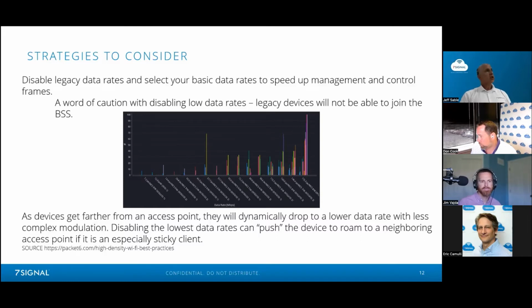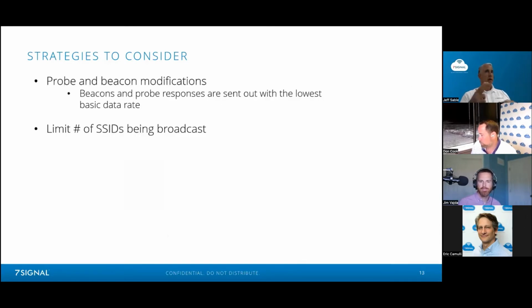Yeah, so again, disabling the lower data rates is an opportunity to sort of encourage a device to roam, and by roaming, the assumption is it'll go to a higher data rate at that nearer access point. But here's another item to consider, right? If you move away or eliminate your lowest data rates, the legacy data rates, maybe make the low rate a little bit faster, your probes and beacons are also going to go out at a higher data rate because your basic data rate is now faster.